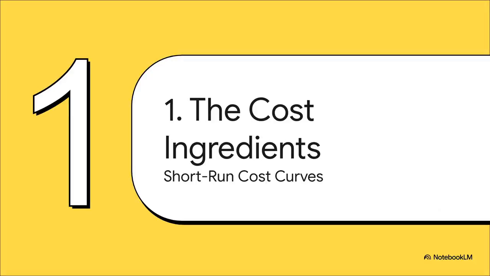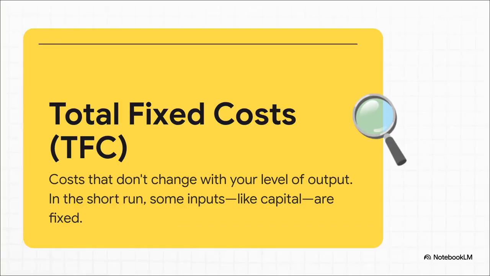Okay, first things first. Before we can track efficiency or anything like that, we have to get a handle on the basic building blocks of cost. And the good news is, there are really only two main types you need to worry about. So that first building block is what we call total fixed costs, or TFC. The absolute easiest way to think about this is your rent. It's that baseline cost you have to pay every single month, whether you make one thing or 1,000 things. It just doesn't change with your output.